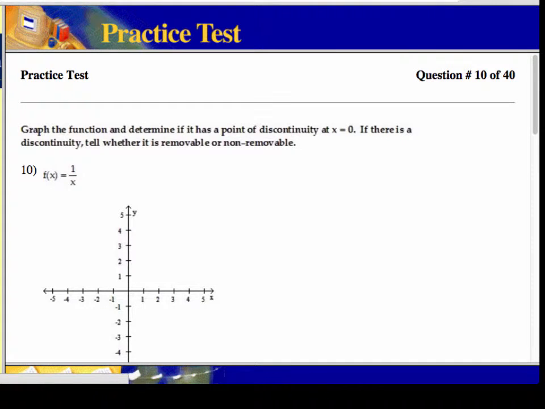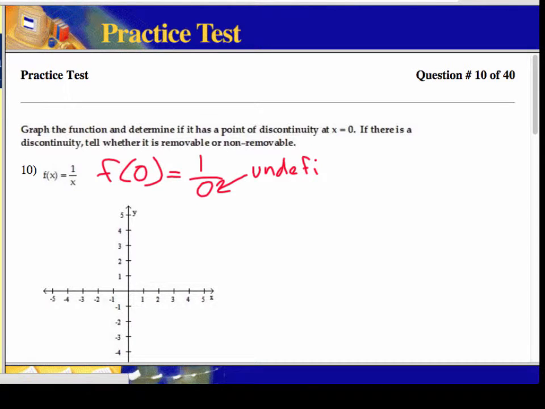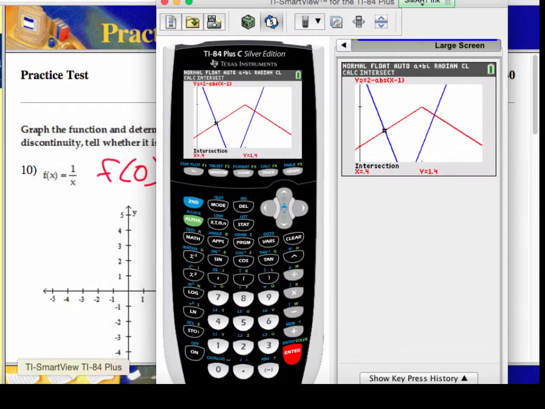It says graph this function and tell whether it's removable or non-removable. So it has a discontinuity at x equals 0, because if I were to plug in a 0 on this one, in other words, f of 0 is equal to 1 over 0. That makes it undefined, so it's discontinuous. There's a discontinuity when x equals 0. So now you just graph this one and then determine if it's removable or not.